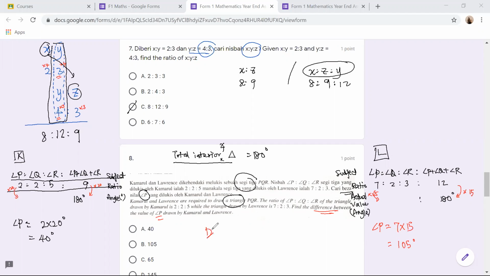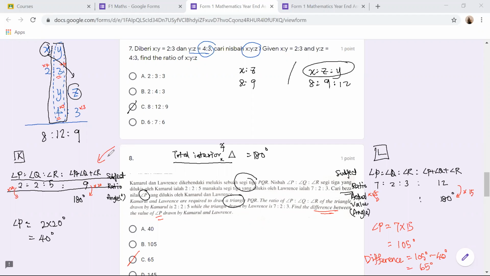Then we answer the question: find the difference between the angle P drawn by both of them. So the difference will be 105 minus 40, so we get 65 degrees. That's the answer. Okay? Do you understand this one?